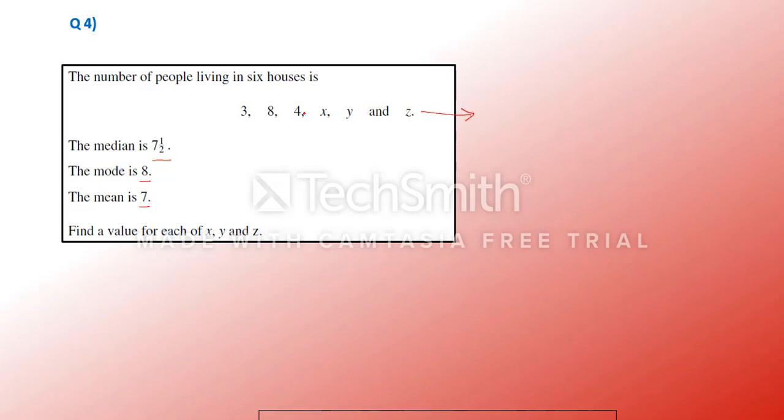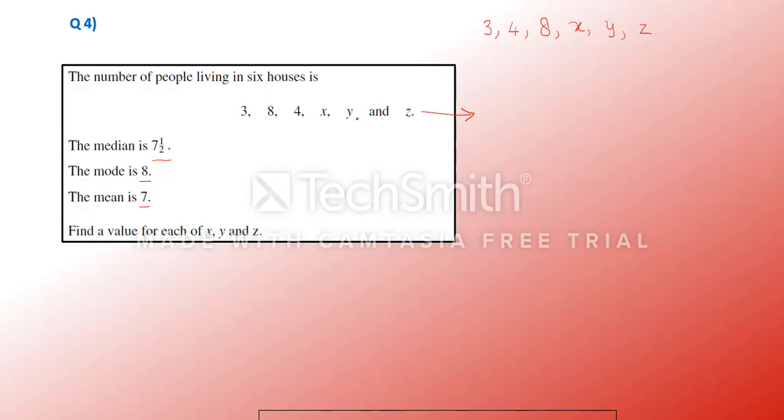So it's evident that this data is not arranged in order. My first step would be to arrange it in order, which means I shall rewrite it as 3, 4, 8, x, y, z. Since I don't know the values of x, y and z, I'm just presuming that this is the order that it's going to be.